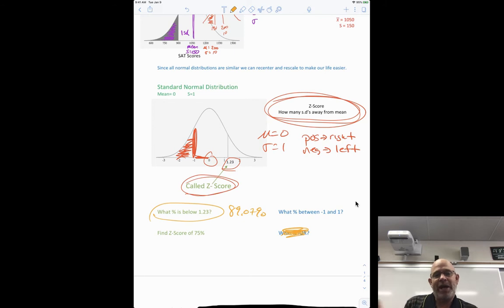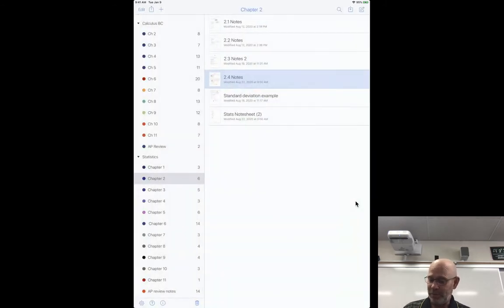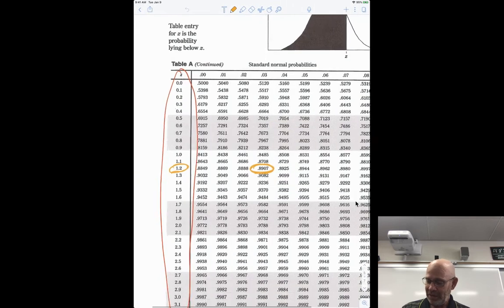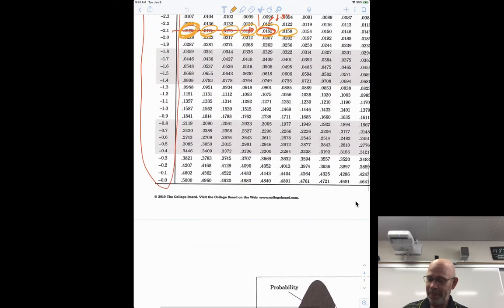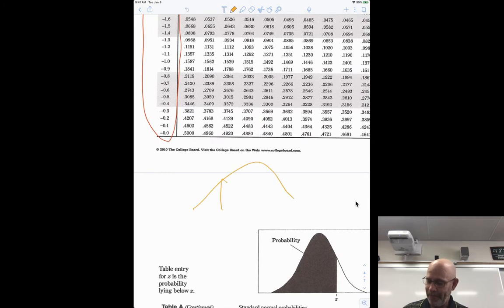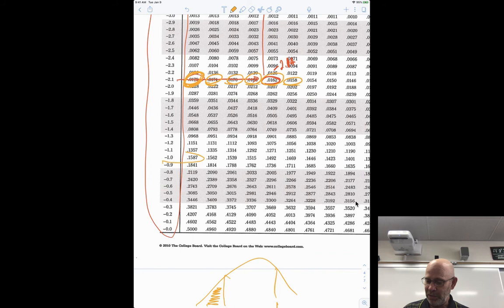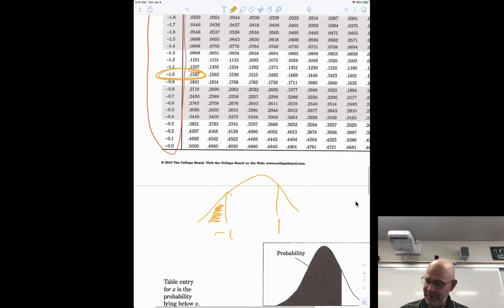What percent is between -1 and 1? Anytime you're asked between or to the right, you have to do a little fudging, because the table only tells you the area to the left. So right now I'm looking between -1 and 1. I find this area on my chart, -1.00, which is this number right here: 15.87%. There are a couple of ways to do this. Because of symmetry, the area to the right of 1 has to be 15.87% also. You could add those two up, about 31-ish%, and then subtract from 1.